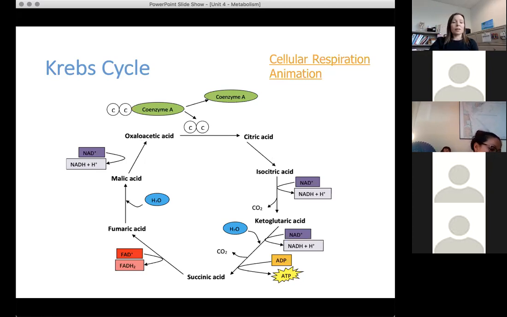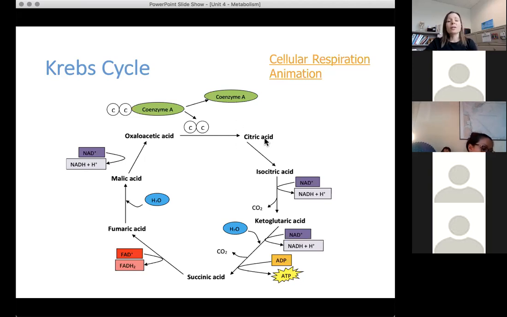So basically the coenzyme A molecule, remember I said it's just a carrier molecule. So it carries this acetyl group into the Krebs cycle and then it just breaks away and leaves. It is not involved in the reactions at all. It's just a carrier. So the acetyl group is going to combine with oxaloacetic acid and it's going to produce citric acid.